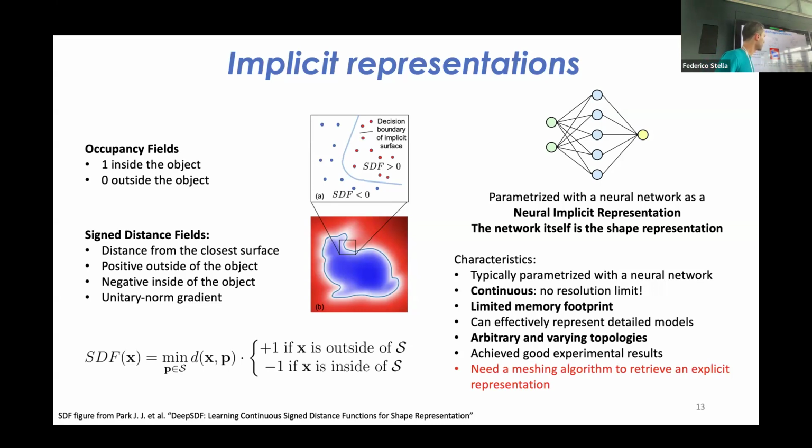It has a limited memory footprint. The networks like this are usually smaller than the meshes. They can be used for compression as well. You can have quite a bit of details and you can vary the topology. This is very cool and very important. But we do need a meshing algorithm.